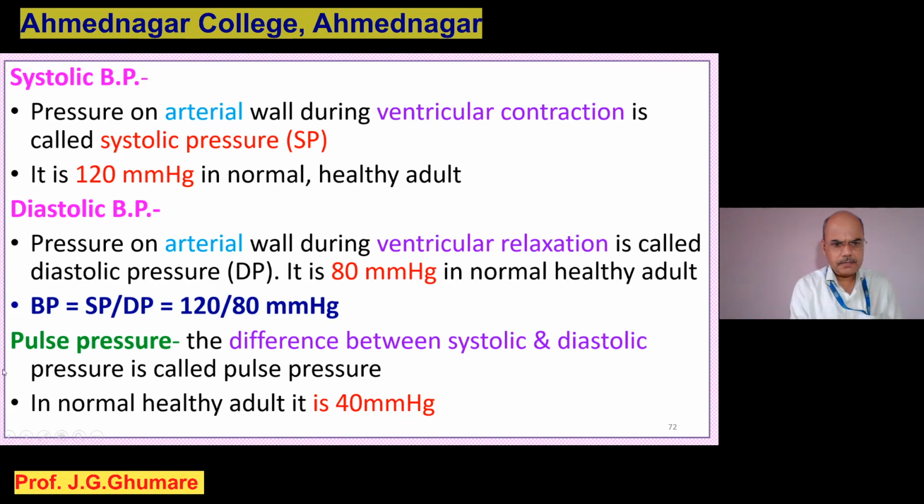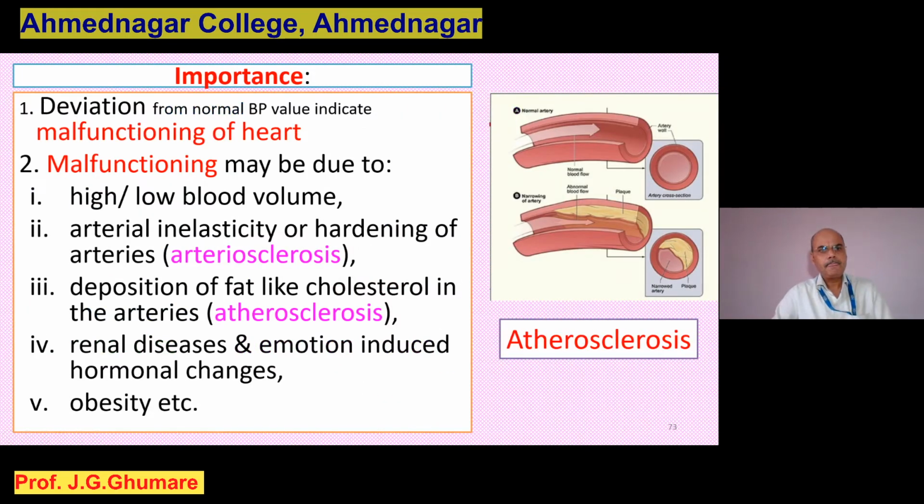And then a medical term that people use is pulse pressure. The difference between systolic and diastolic blood pressure is called pulse pressure. How much will it come for a normal person? It will be 40 mmHg. We'll see the importance of blood pressure, because any deviation in the normal blood pressure value of 120 by 80 mmHg indicates a malfunctioning of the heart.